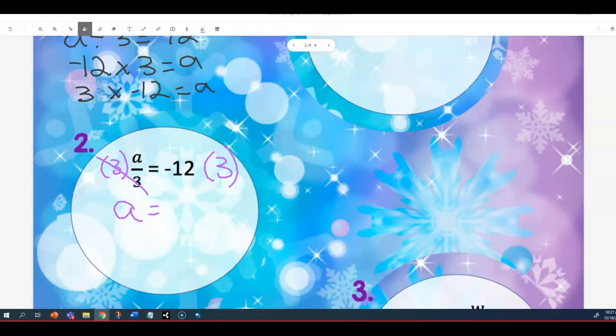Okay, negative 12 times 3. Same signs positive, different signs negative. These are different signs, so my answer is going to be negative. 12 times 3 is 36.